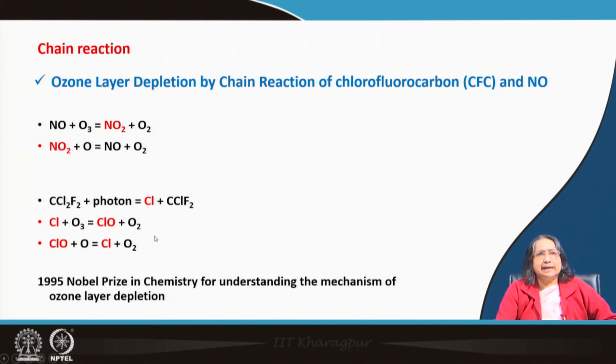That is why it is so important, and the mechanism of ozone layer depletion was first described by 3 scientists, and the 1995 Nobel Prize was given for this, for the understanding of the mechanism of ozone layer depletion. So, this is happening in nature, and this is nothing but the chain reaction.